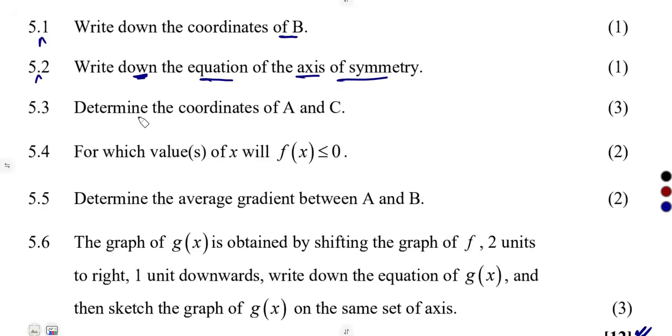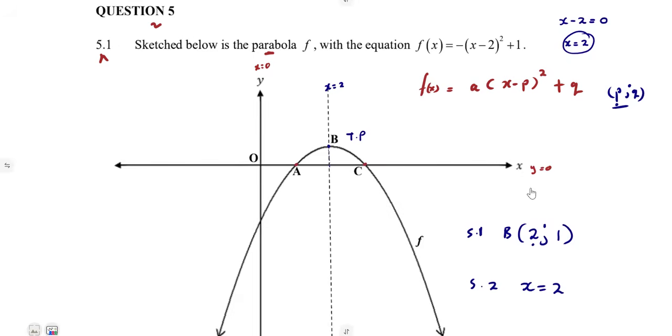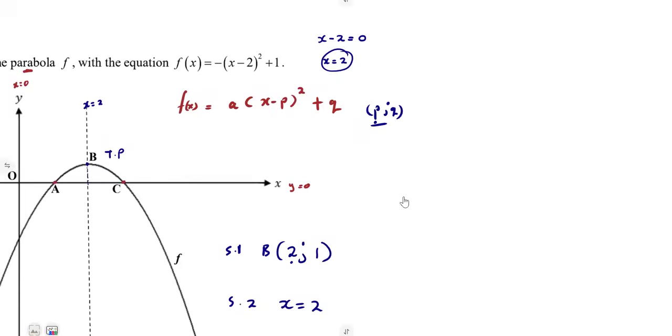All right. Then considering 5.3, determine the coordinates of A and C, for 3 marks. A and C being the x-intercepts. These are our x-intercepts, remember? So in order for us to determine this, we are simply going to use the x-intercept concept, in order for us to have A and C.